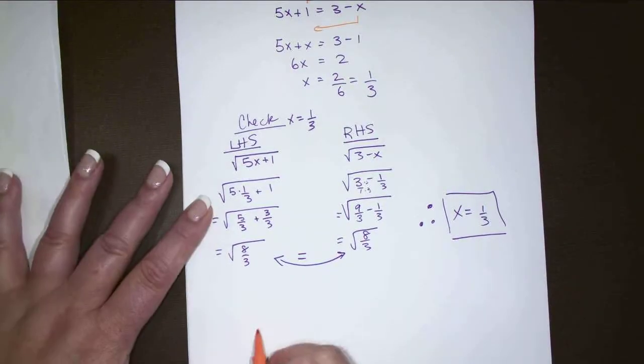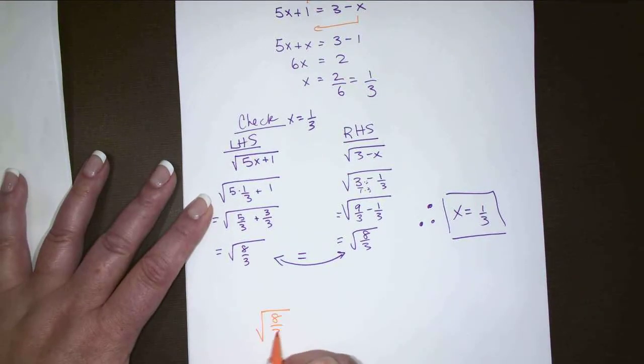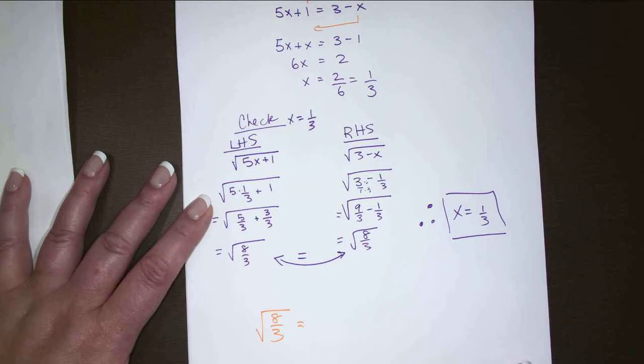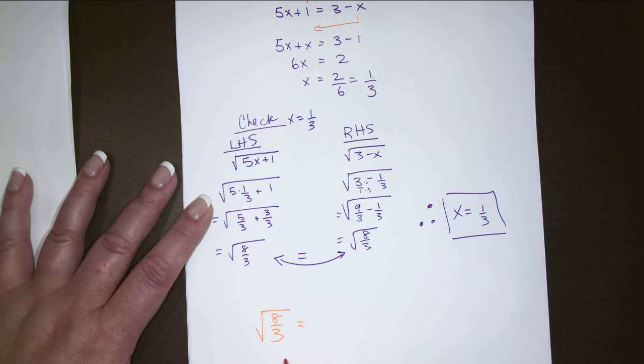And just for anyone that wants to see how to break that down, because this would be a legitimate question, is to simplify a radical. 8 divided by 3 doesn't work, so you can't simplify that by itself, but you can do the square root of 8 over the square root of 3.